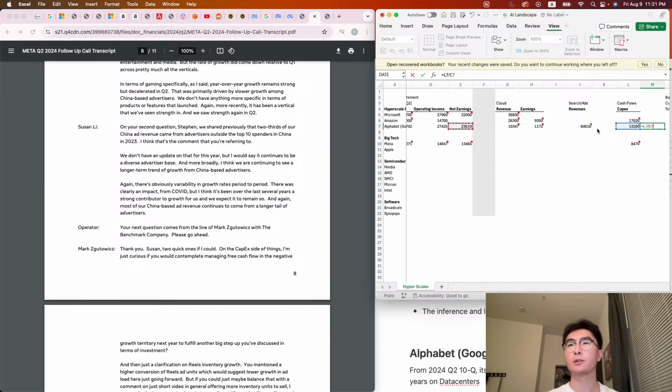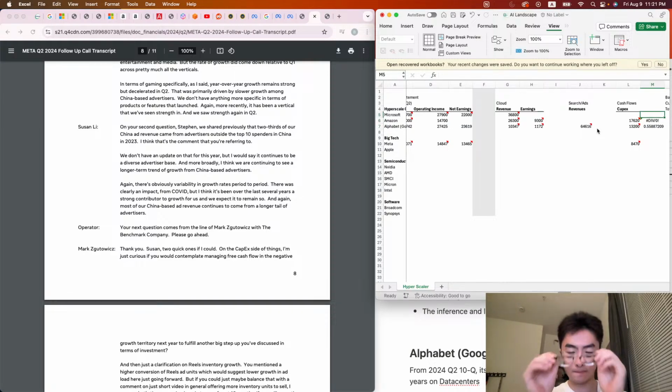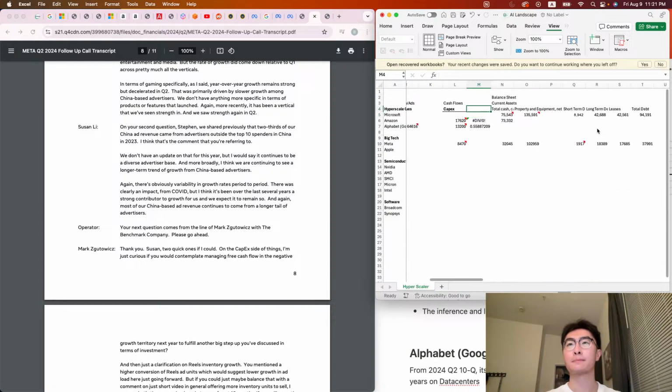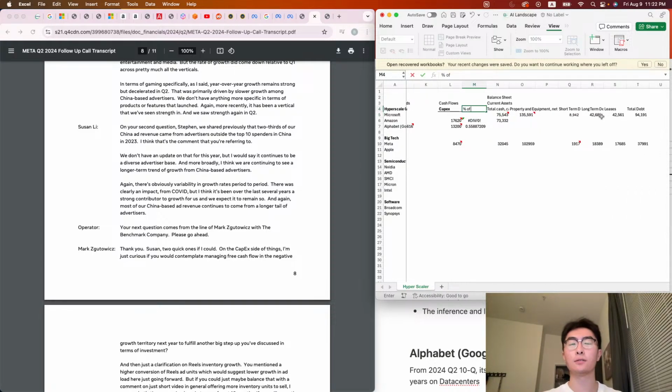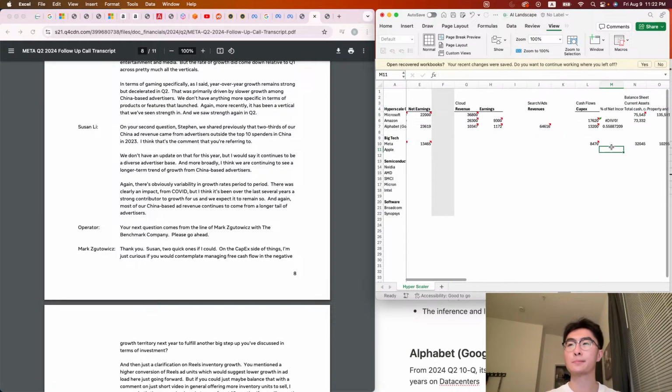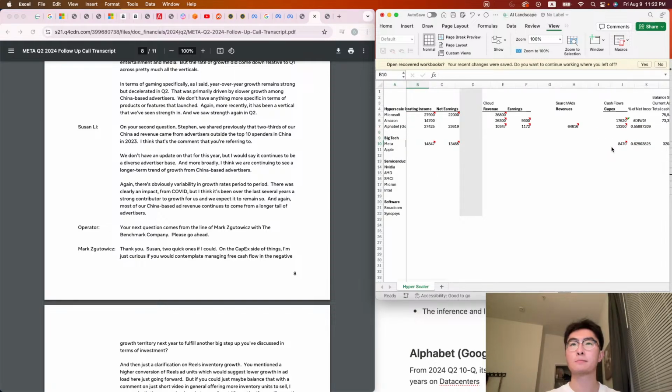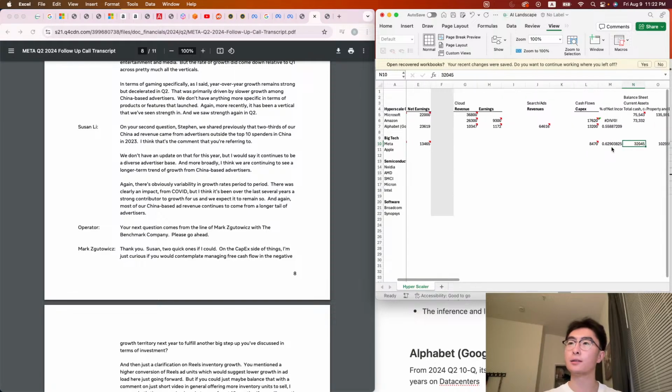Let's get it backwards. So like around 55% is going straight to percent of net income. Yeah, I mean, that is a lot, actually.